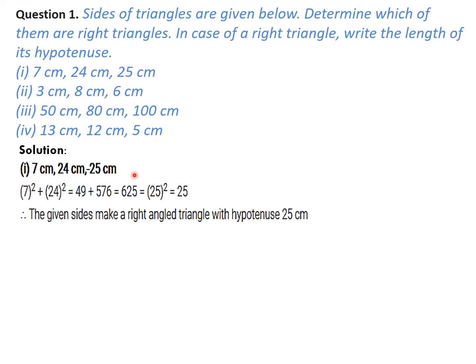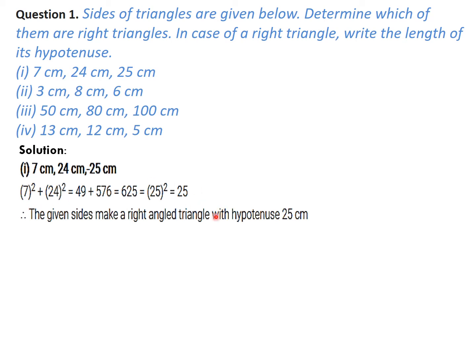We will simply use the Pythagoras theorem to prove whether they are the sides of a right angle triangle or not. So first, let us take out the square of each of these sides. So 7 square plus 24 square is equal to 49 plus 576, that is equal to 625. And 625 is the square of 25. So ultimately we can say that the length of the side would be 25.